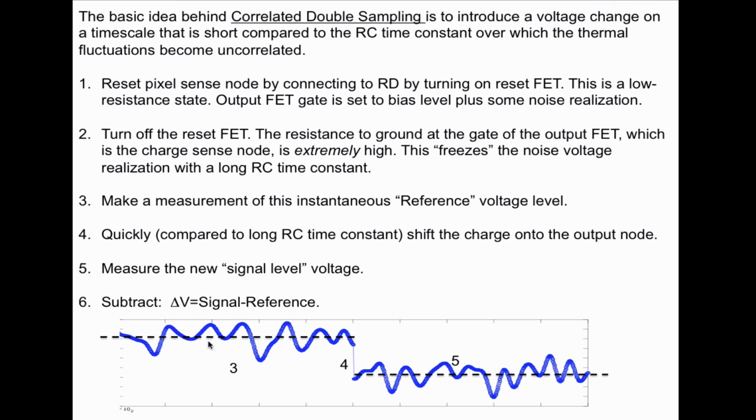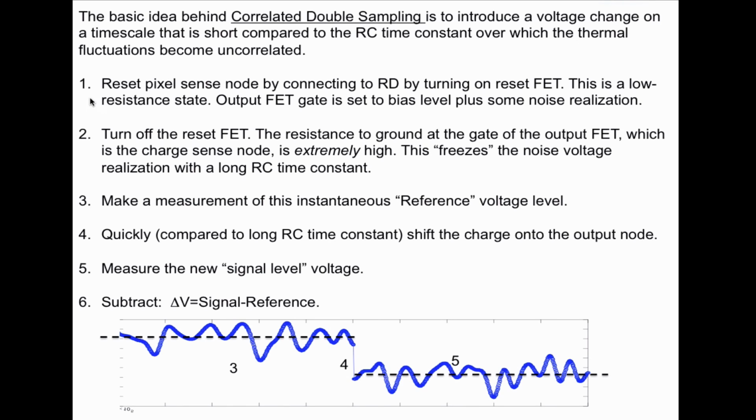Imagine this RMS noise is kind of rattling around, and then boom, I do the charge transfer really quickly. This hasn't had enough time to go through a big excursion. And that's what correlated double sampling does. You introduce a voltage change in the system on a time scale that's short compared to the RC time constant, over which these thermal fluctuations become uncorrelated.